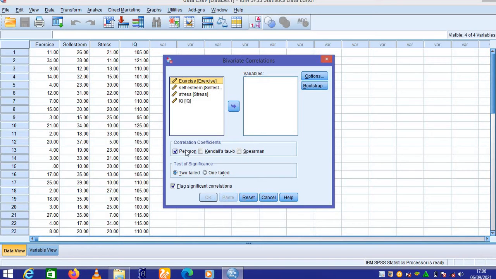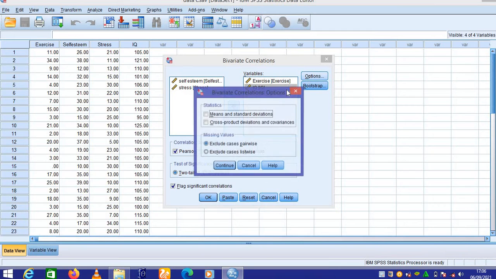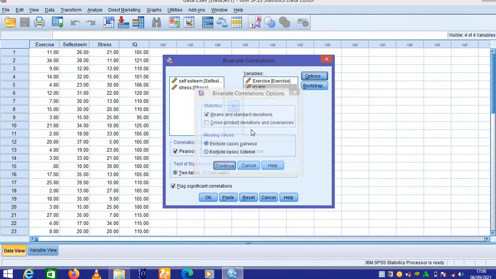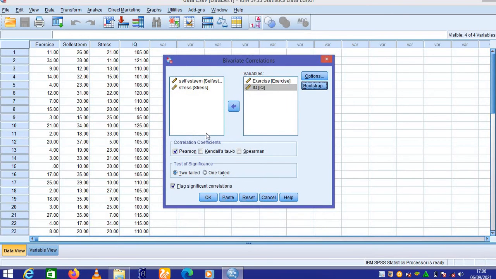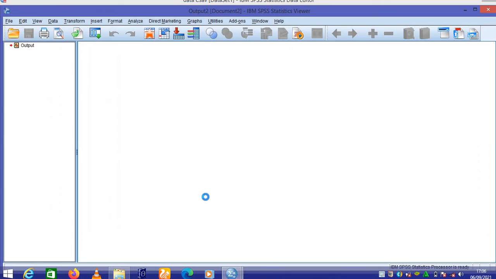So that is it. In this case, let's do it assuming that the two are normally distributed. We want to test whether there is an association between exercise level and IQ. So we move exercise to the right and then IQ. Then we go to options. We don't have anything to add here. If you want to check for the means and standard deviations, you mark it. Bootstrap, nothing, continue. Having done this, click OK for SPSS to run the analysis.